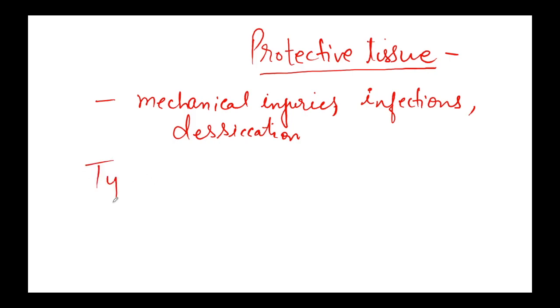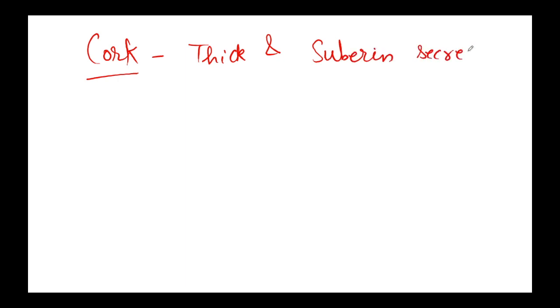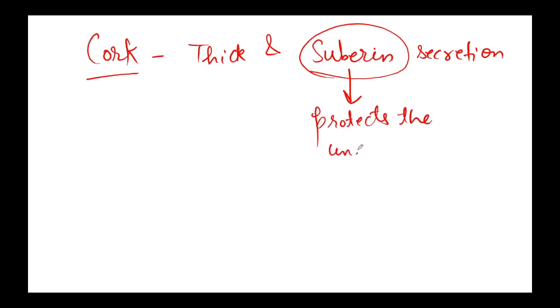Now protective tissues are of two types, cork and epidermis. First we are going to cover cork. So how do cork and epidermis perform protective functions? Cork cells are thick and they secrete a chemical substance known as suberin. So basically this suberin protects the underlying tissues of the plant.